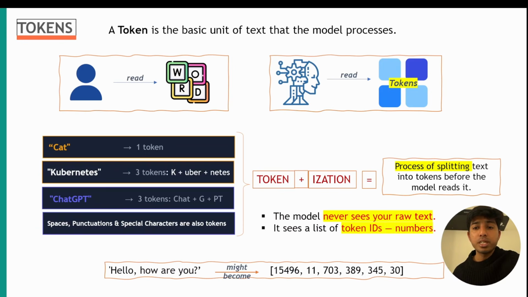Now, you also need to understand the vocabulary. What is vocabulary? It is a complete list of all possible words the model knows. Think of it like the model's dictionary. GPT models have a vocabulary of about 50,000 to 100,000 tokens. If the word is not found in the dictionary, it breaks that word into tokens or pieces that it could understand and that it has in the vocabulary.